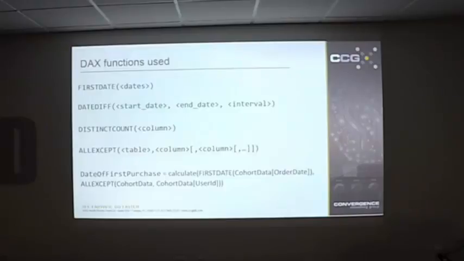The all except function is the only one some of us may not be familiar with. What this allows us to do is roll up our calculations by any dimension you'd like. So what I mean by that is I put in all my transactions for a year into the first date function. It's just going to spit out January 1st. What I really want to see is the first transaction date broken down by customer ID. So I can use the first date and the all except function together, and I will be able to calculate the first transaction date for each customer.